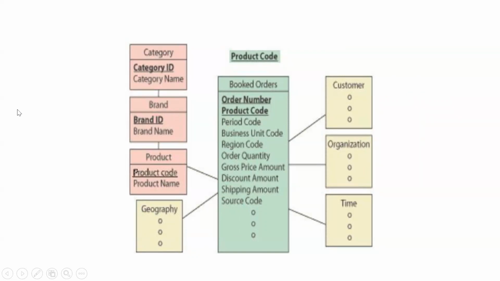If this is the scenario, we can create the snowflake schema. It's not a star because there is no direct relationship between category ID and the facts, or brand ID and any of the facts. We have a direct relationship between brand and product, and category and brand. That is why we are keeping it this way. This kind of data modeling is called snowflake data modeling.